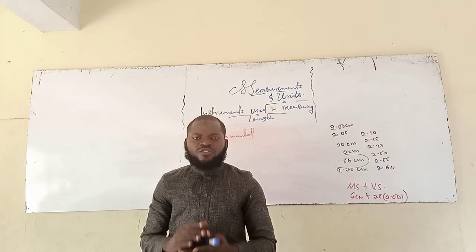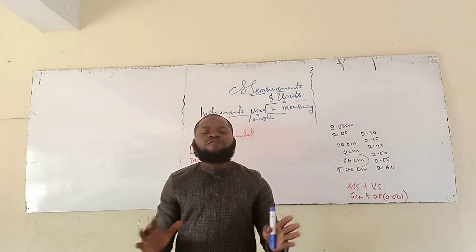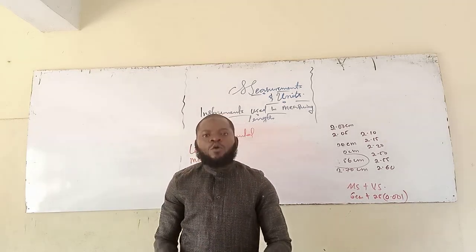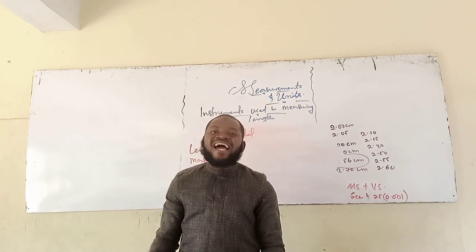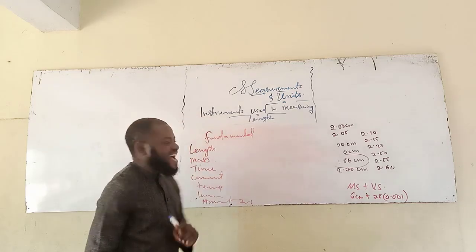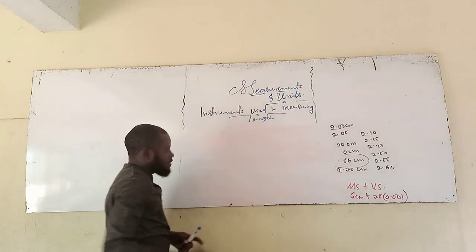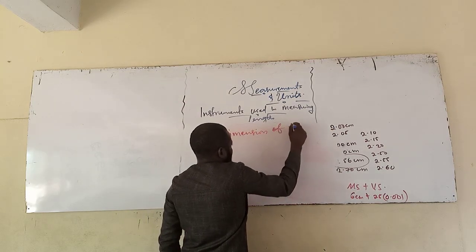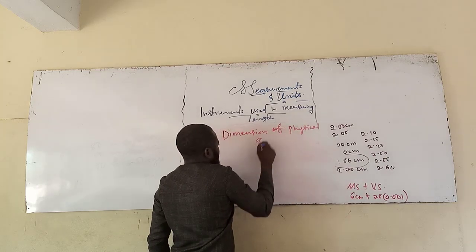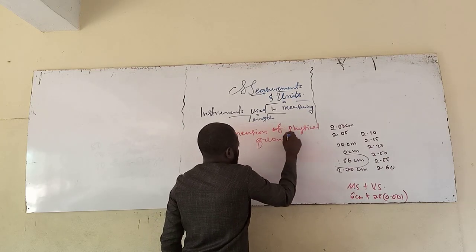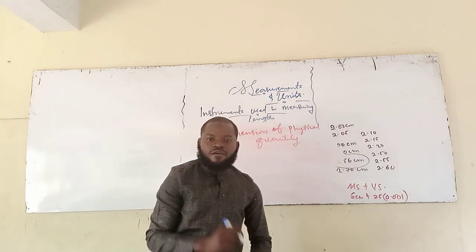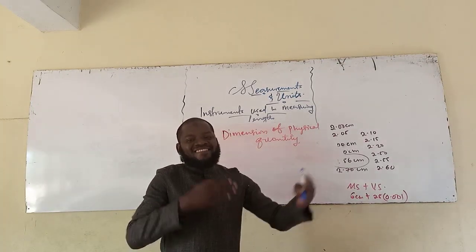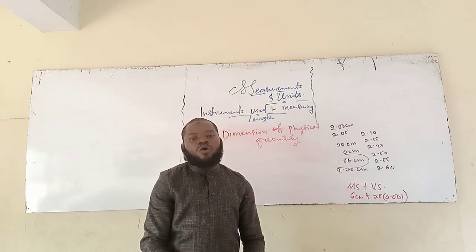But where else the examiner wants to test us on fundamental and derived quantities is whether you can show the relationship between a derived quantity and a fundamental quantity. What we refer to as the dimension of a physical quantity. And that is where we want to lay hands on now. Dimension of a physical quantity. When you think about the dimension of a physical quantity, we are trying to establish a relationship between a derived quantity and a fundamental quantity.